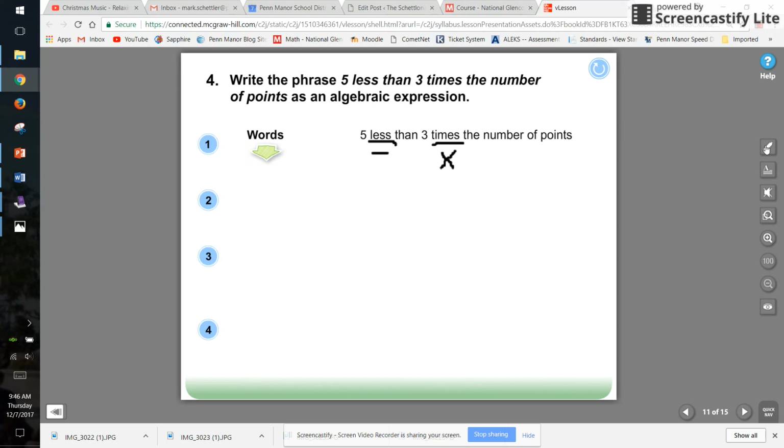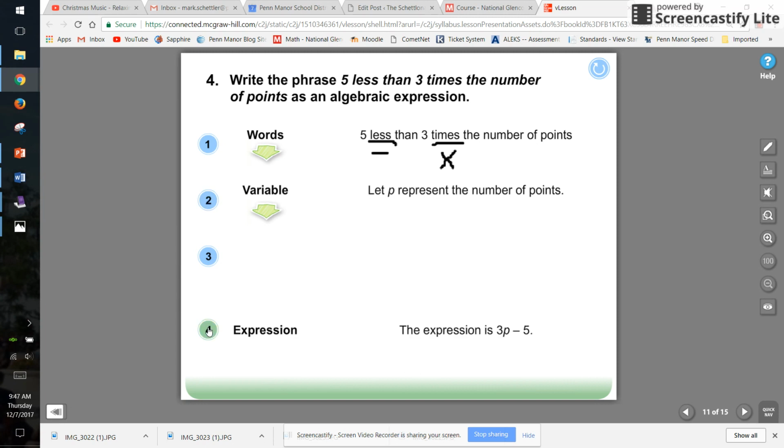And now when we think of what expression we're going to use and which variable we're going to use, points. Yeah, so P for points. Think a minute. If I have 3 times the number of points, or 5 less than 3 times the number of points, I need to do subtraction, I need to do multiplication, and I'm going to use my variable P. What's my new expression going to be?